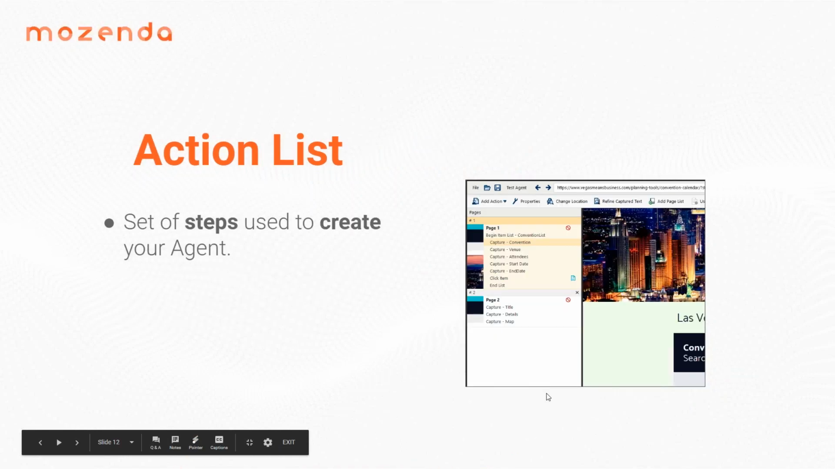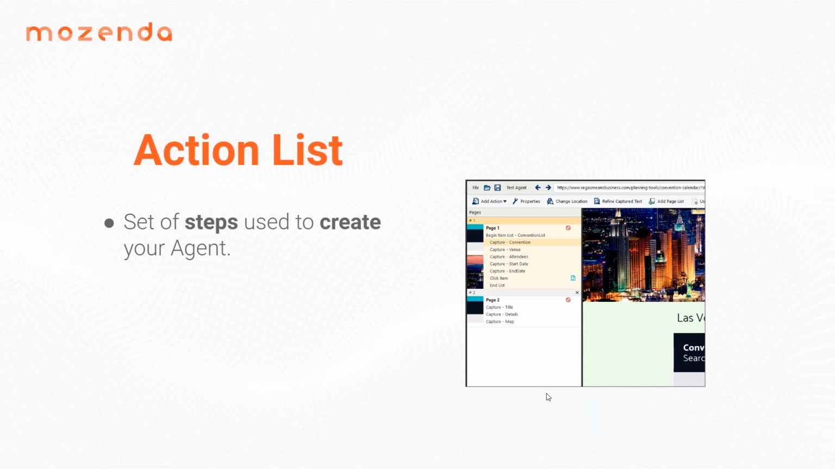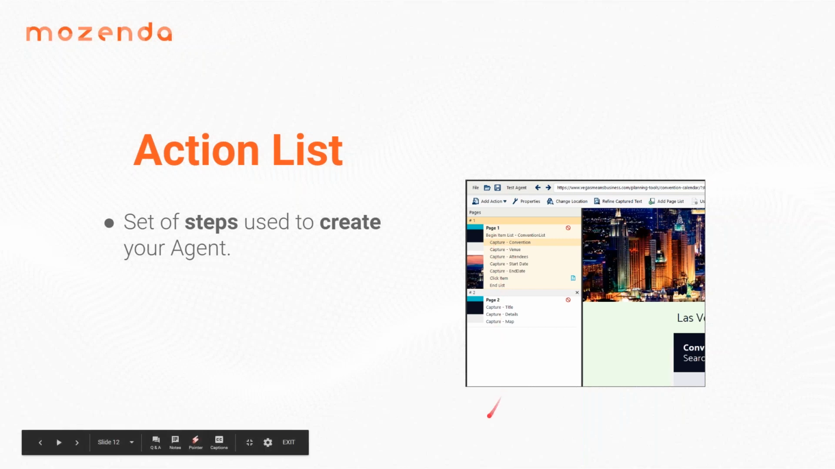Our action list is the recipe that makes up your agent that's going to be scraping the data. On this specific agent that I took a screenshot of, you'll see there's page 1 and page 2. This lets me know that I have 2 different areas of the website that I'm going to. I'm going into the convention details, and I'm going to just the main list and the actions that are associated with this.